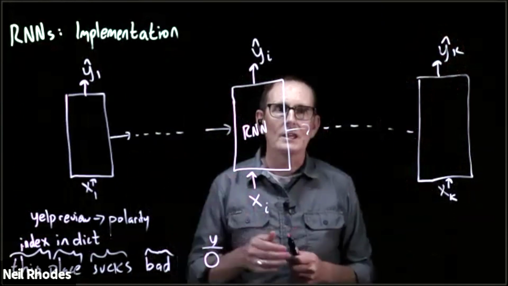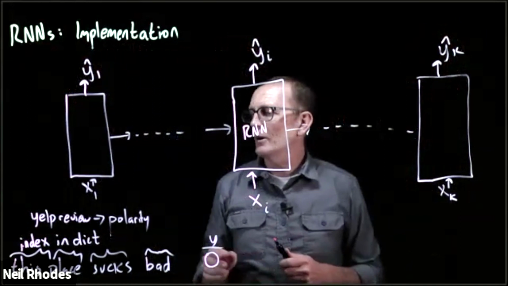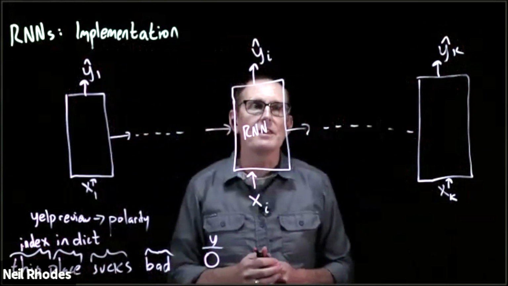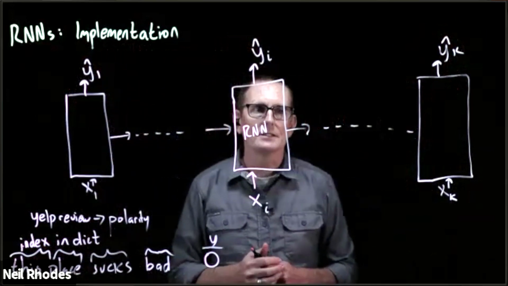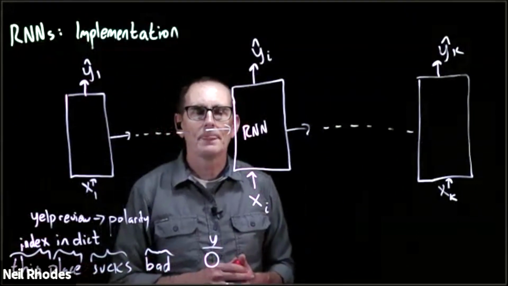We'll talk about backpropagation next week. Do we care about these intermediate y hats? Do we care about what the y hat was when we put in this? No, we don't care with this. We just care, at the end of the review, was it positive or negative? Okay.